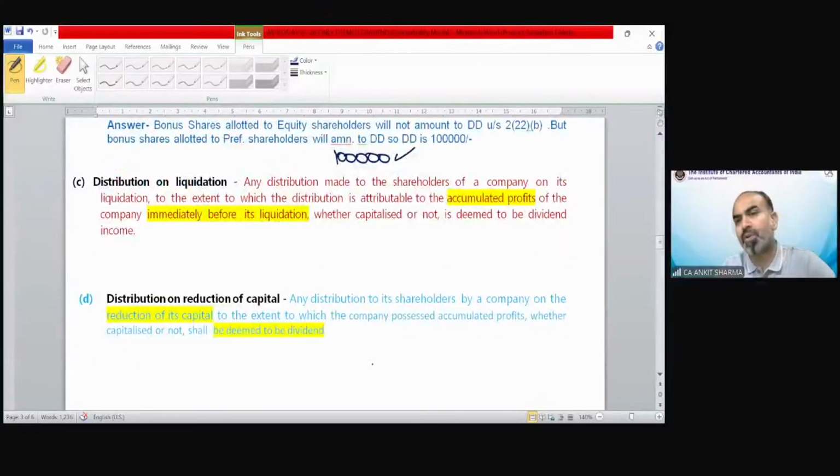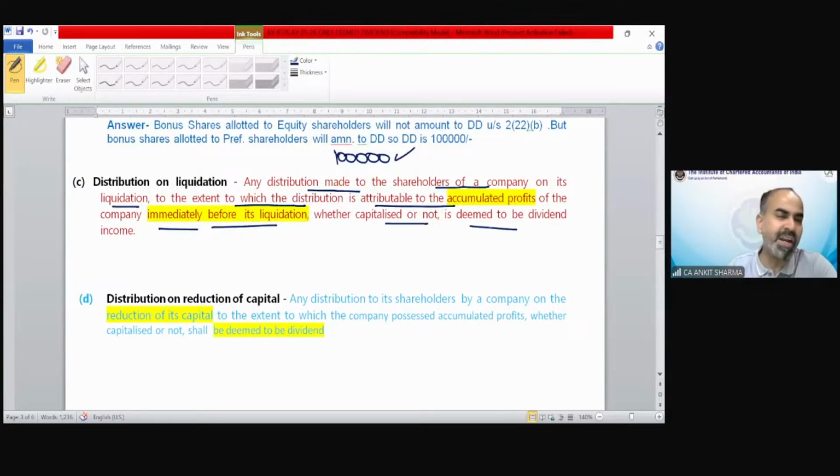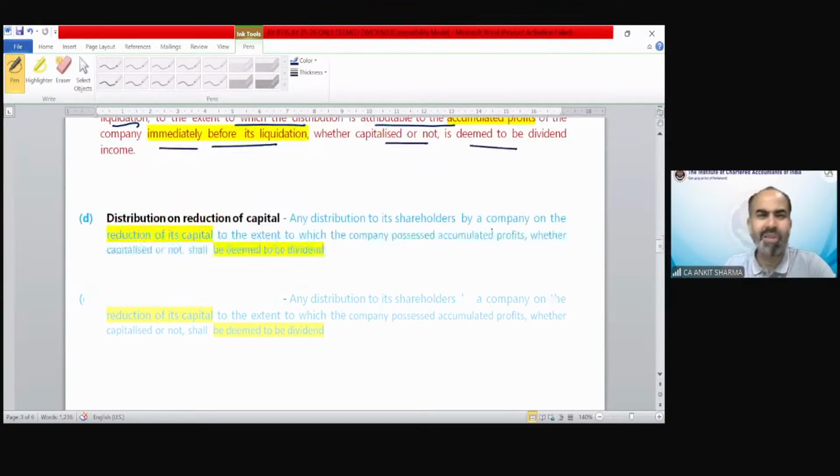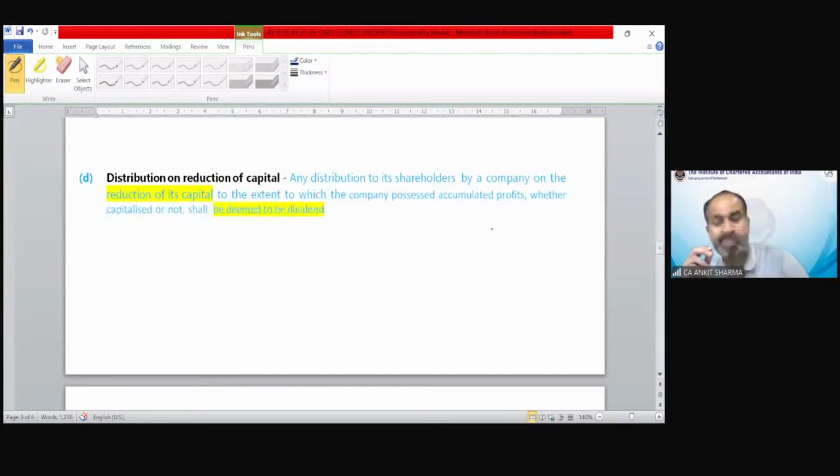Now, distribution on liquidation. Any distribution made to the shareholder of a company on its liquidation, to the extent to which the distribution is attributable to the accumulated profit of the company immediately before its liquidation, whether capitalized or not, is deemed to be dividend. Same concept. In all these cases, one thing is very simple. If the company distributes assets to shareholders, it is deemed dividend up to accumulated profit.